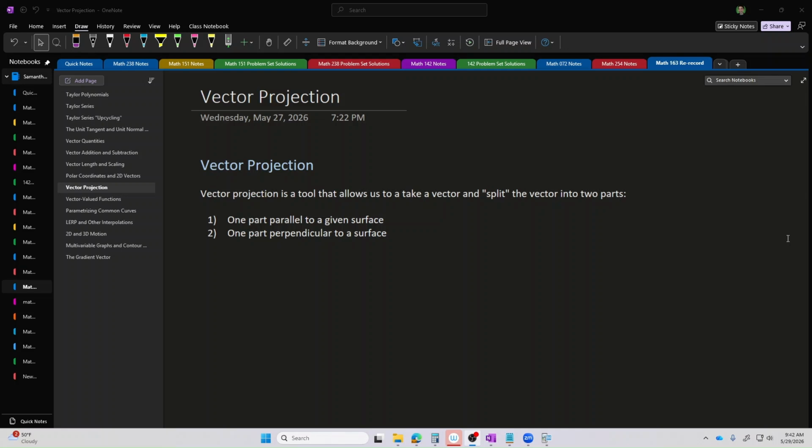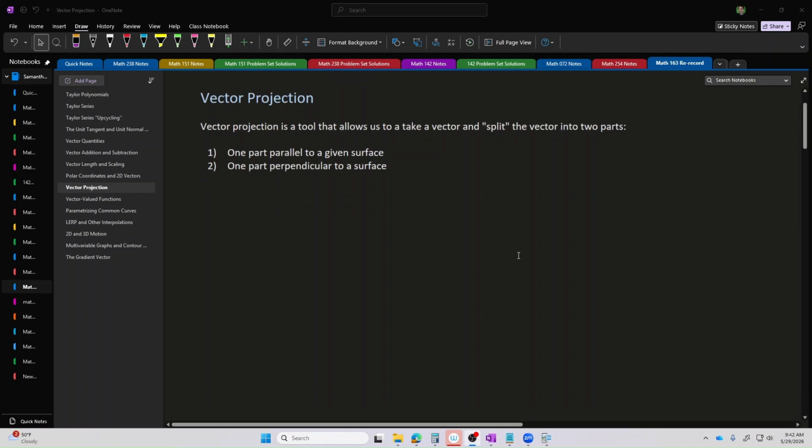Vector projection is a procedure that allows us to take a vector and split it into two parts. Split the vector into one part that's parallel to a given surface and one part that's perpendicular to a given surface. It's basically vector addition in reverse. And let me explain what I mean by that.